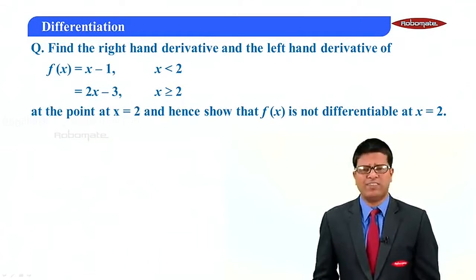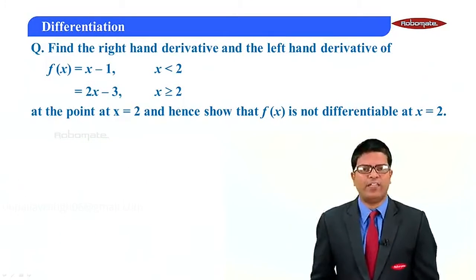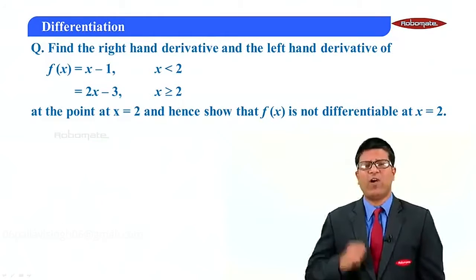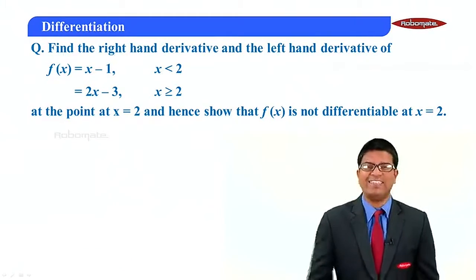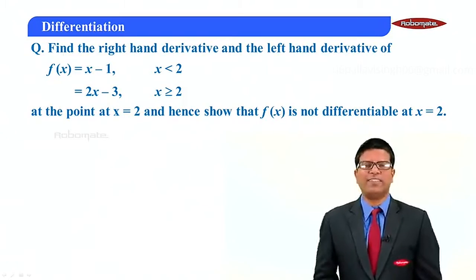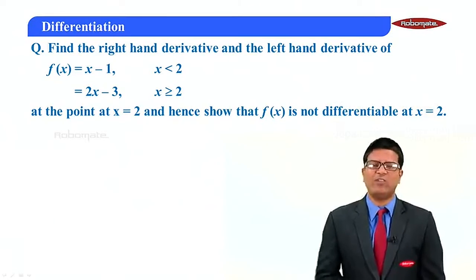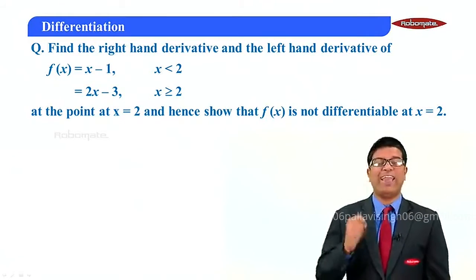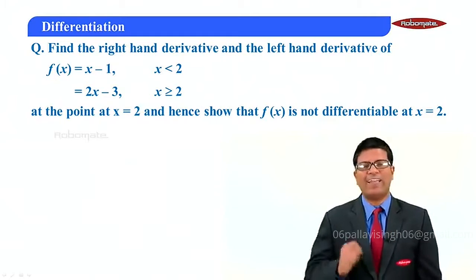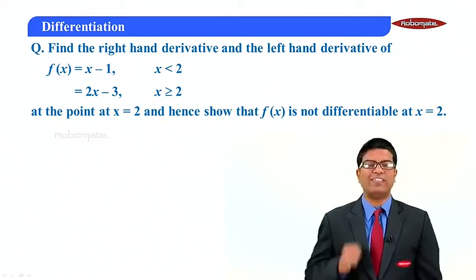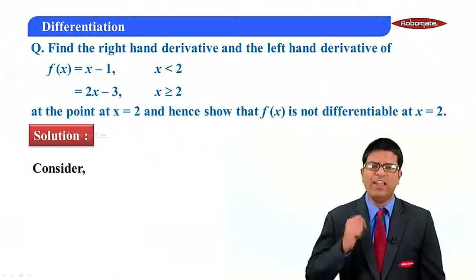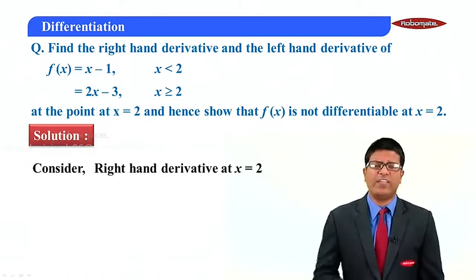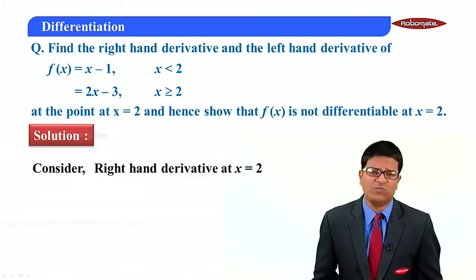The first problem says, find the right hand derivative and the left hand derivative of f(x) = x - 1 for x < 2, and 2x - 3 for x ≥ 2, at the point x = 2, and hence show that f(x) is not differentiable at x = 2. Let us start with the right hand side derivative at x = 2.